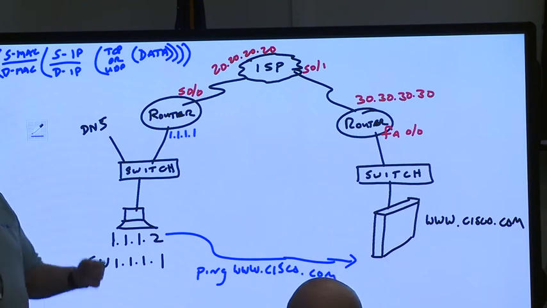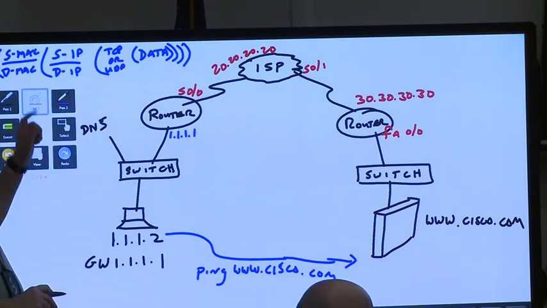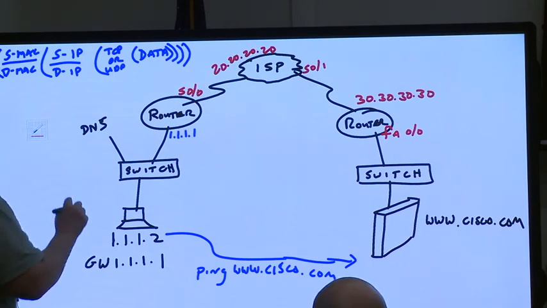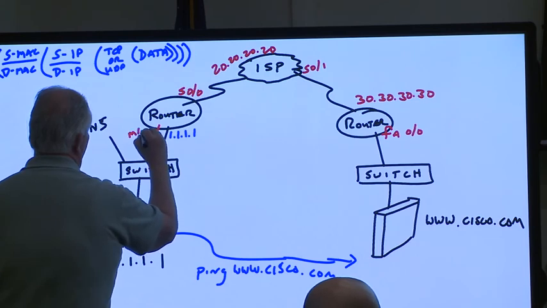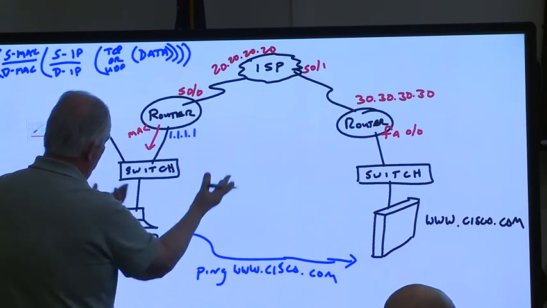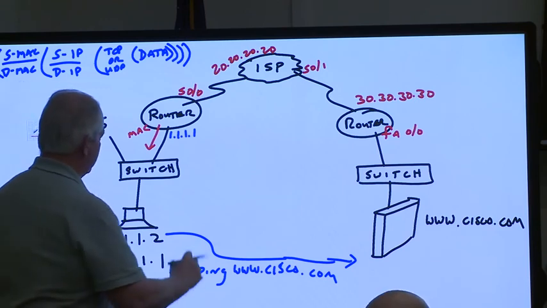So I'm sending out the ARP broadcast. Who has 1.1.1.1? And what they're going to do is they're going to send back the MAC address. So that MAC address is being sent right back here because I did a broadcast out to every port on the switch, who has 1.1.1.1? What is the switch going to do with that MAC address?